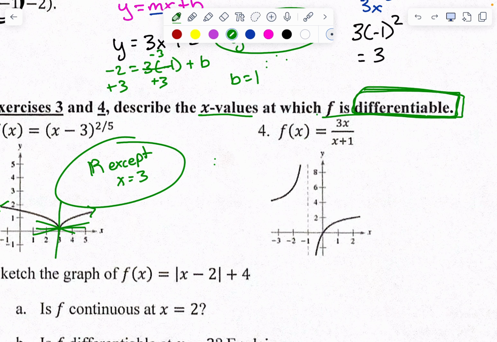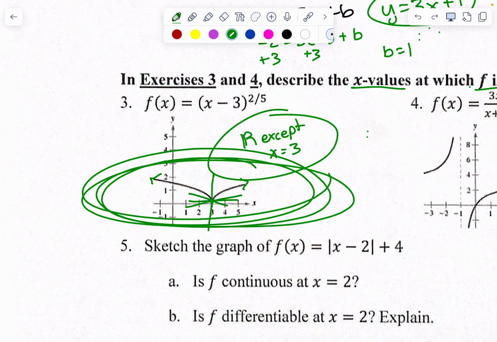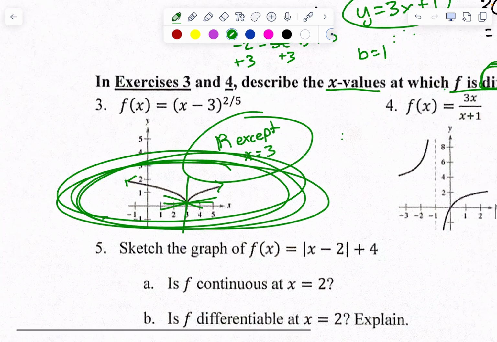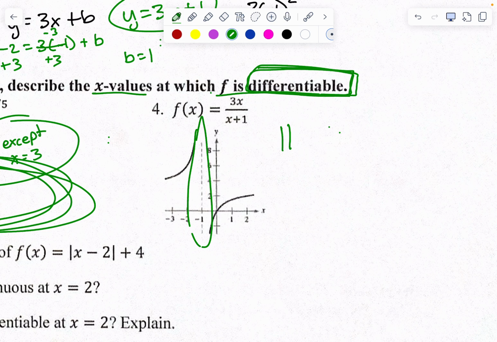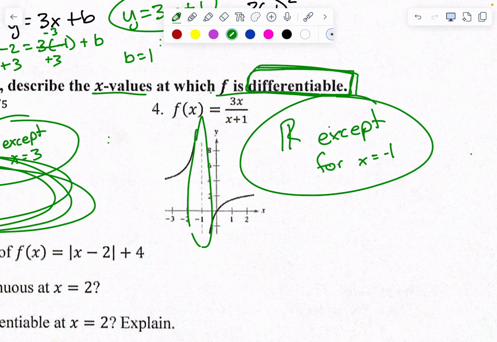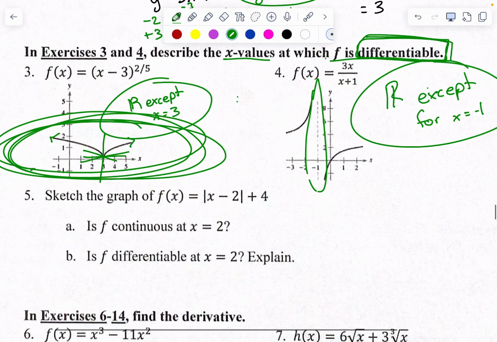Now, this function is continuous everywhere, but just because it's continuous everywhere doesn't mean you can take the derivative everywhere. If it has a tip, you can't take the derivative. And if it's not continuous, you can't take the derivative at those places either. Can I take the derivative everywhere else besides -1? All reals except for x equals -1. I'll circle the whole thing. It is differentiable at every place except for that. Okay? Can we do that?